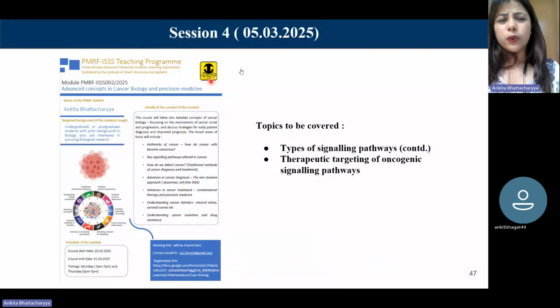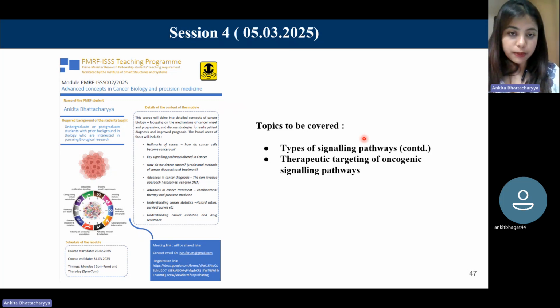While I've written here that types of signaling pathways will be continued, that basically involved the recollection or revision of what we've already discussed. Instead, we'll move a little bit ahead and look at how therapeutic targeting is actually done for oncogenic signaling pathways. We will wrap this up today. It's not a very detailed topic. It will be done pretty soon.